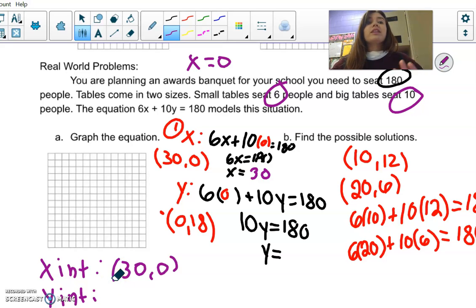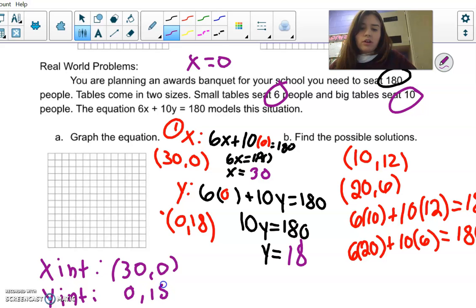Next time, we're plugging in x for 0. So 6 times 0 is 0, we're left with 10y equals 180. 180 divided by 10 is 18. Okay, we knew x was 0 from the beginning, and we found our y is 18.